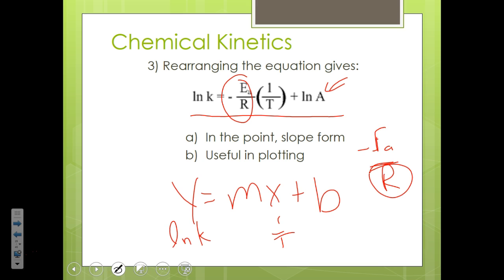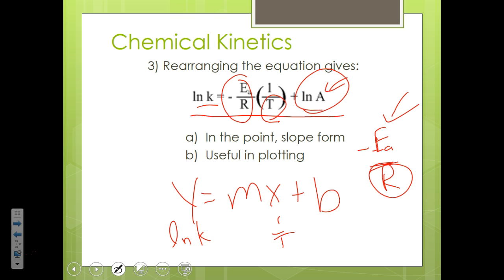R is a constant, and so we can figure out the slope of the line and get the activation energy fairly easily. I say fairly easily, provided that we have A and k at different temperature reactions. Okay, and so that's how we would do this.